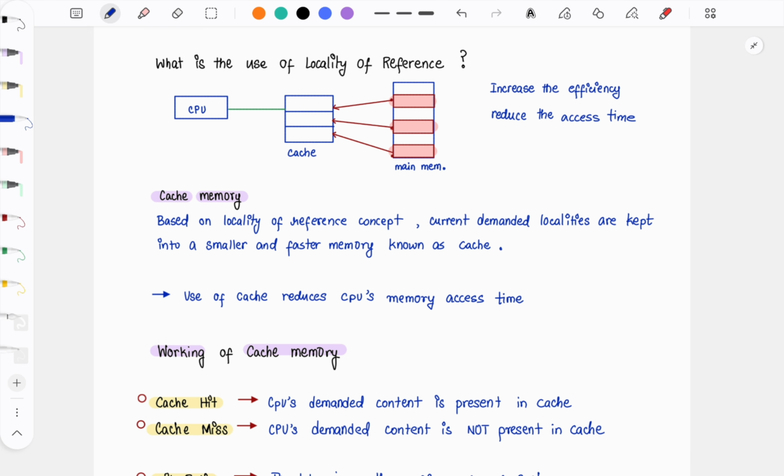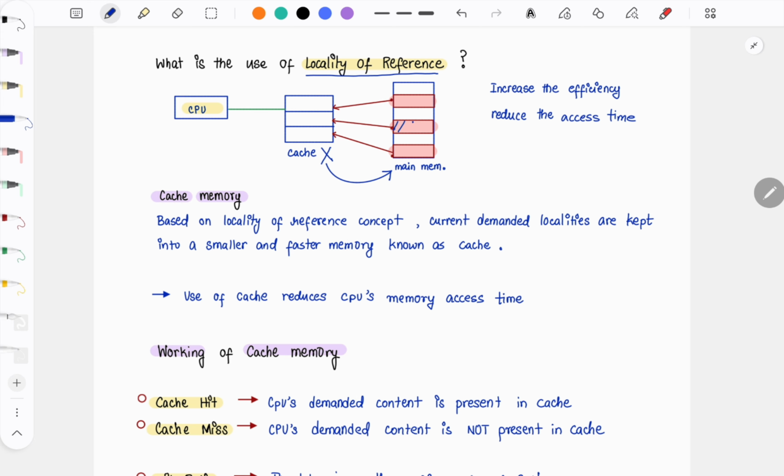Now an interesting question arises: what is the use of this locality of reference? Why do we need it? We need it because when the CPU wants to access some data from the memory, there are chances that it may not be present in the cache. For that reason we have to travel to the main memory and fetch that data. So whenever we want to fetch that data again, there are high chances that the CPU is going to need the neighboring data or the same data again. For that reason we use this locality of reference.